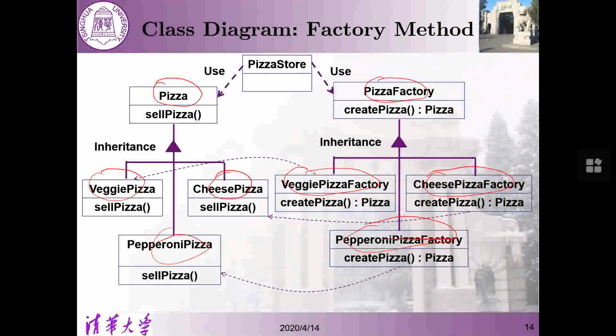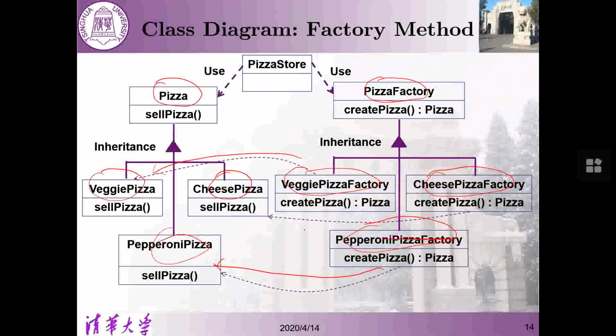And each factory corresponds to a concrete product. So whenever we want to add a new type of pizza, we just add a new type of pizza factory. Then we do not need to modify old code. So this is factory method.